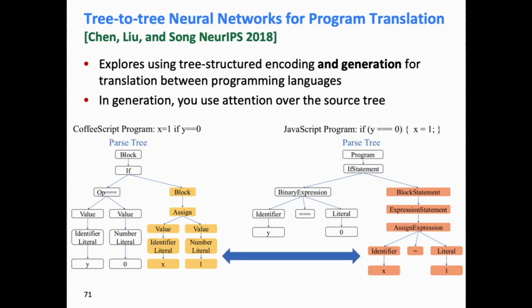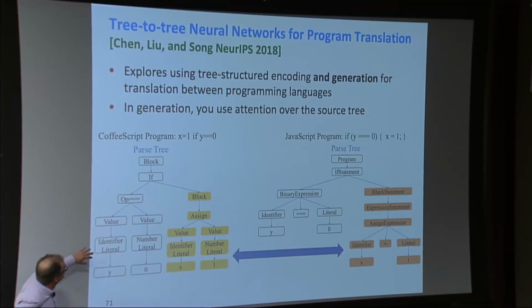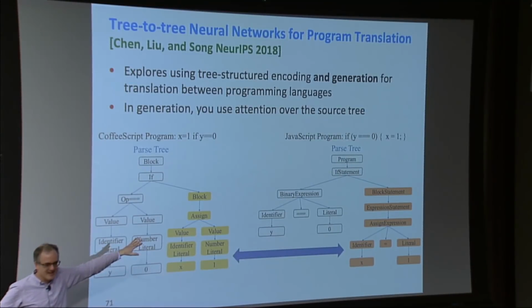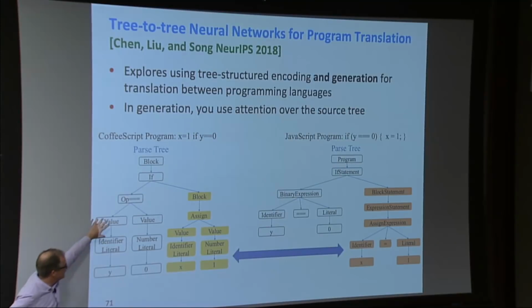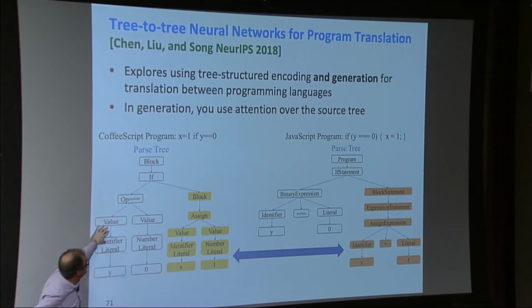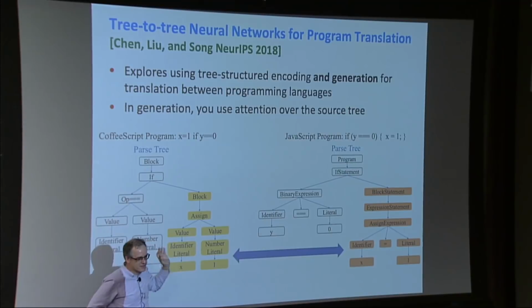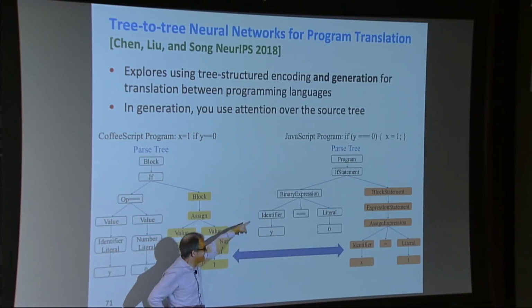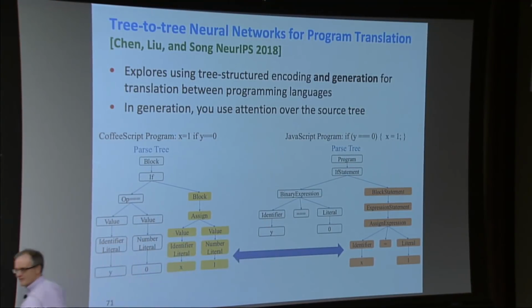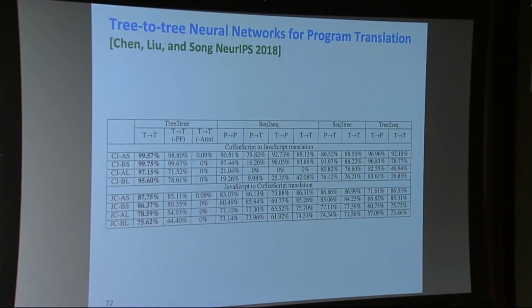So a group of people at Berkeley, Dawn Song and her students, have worked on doing programming language translation by building tree recursive neural network encoder-decoders, so that you're building up a tree-structured neural network representation of a program in one language. This is a CoffeeScript program, and then you want to build a tree-to-tree model, which is then translating that to a program in a different language. And they've been able to do that and get good results.